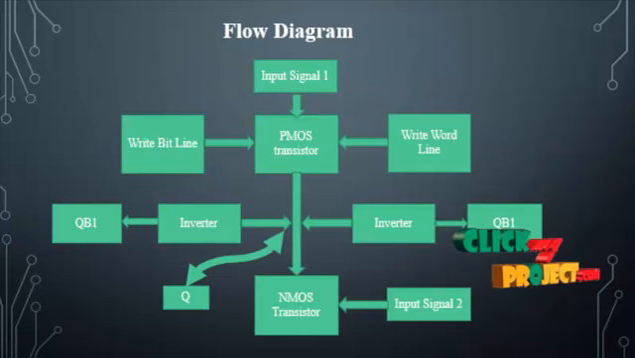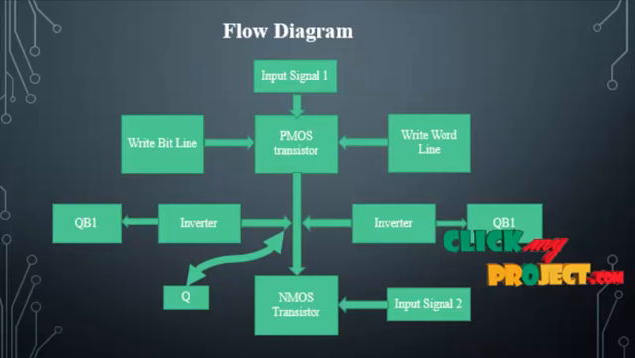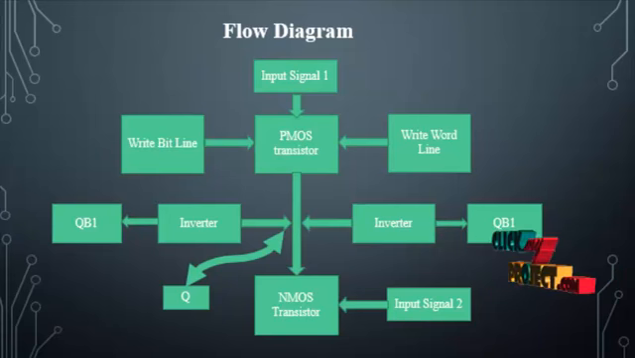Now we are going to discuss the flow diagram of our product. In our product we are using different inputs and getting different outputs, interleaved by NMOS and PMOS transistors. The write word line, bit line and the input signals are directly applied to the PMOS transistor. They are directly interconnected to the NMOS transistor, and the second input is directly applied to the NMOS transistor. This NMOS transistor's input is then obtained by the inverter. This inverter gives the final output of Q and Q bar.